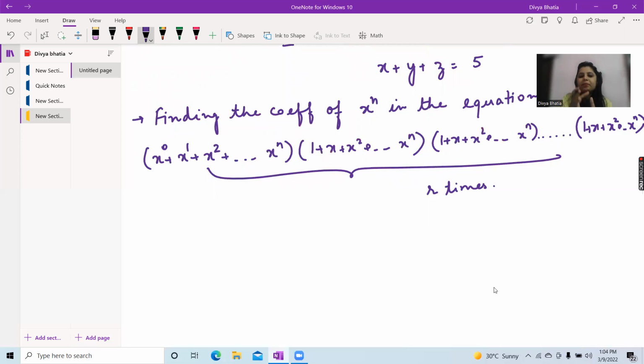Again, I'll just give you a particular example. Same example of putting 5 identical objects in 3 distinct boxes. So what I'll say is, how is my x to the power 5 forming in this equation: 1 plus x square up to x to the power 5. Then again.